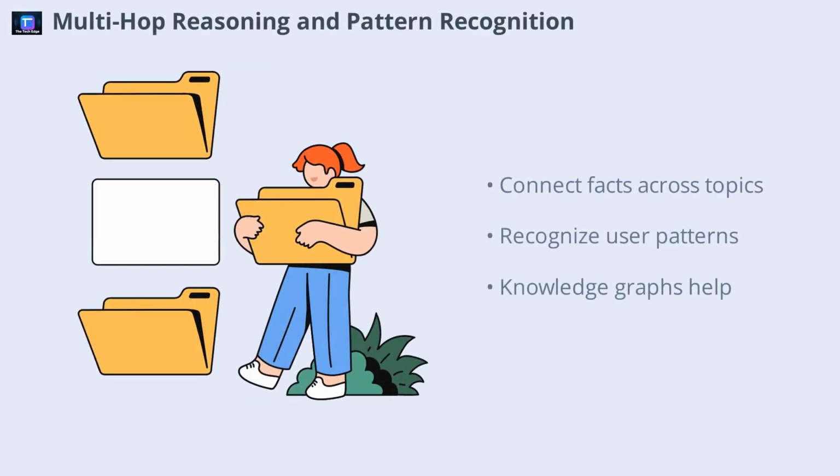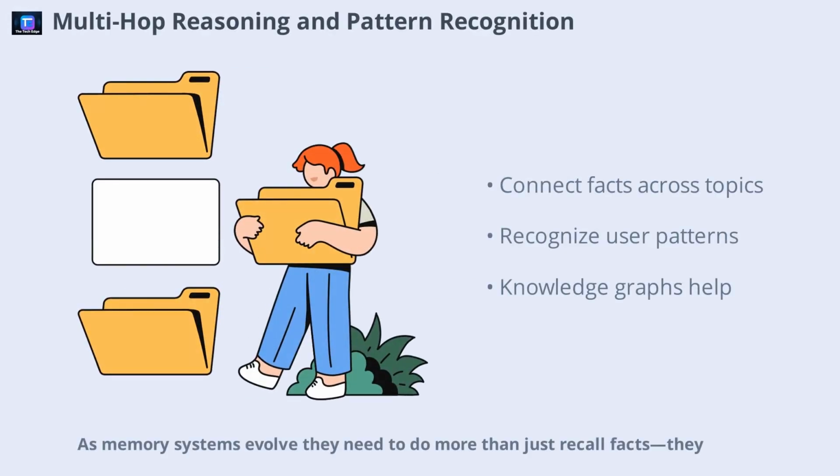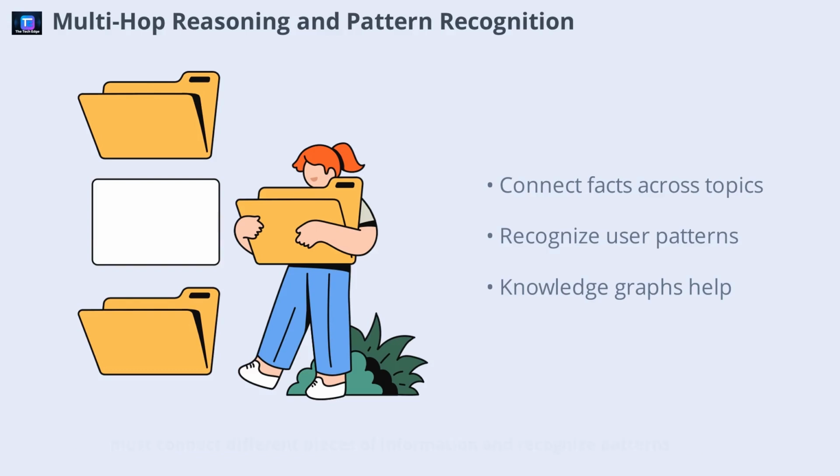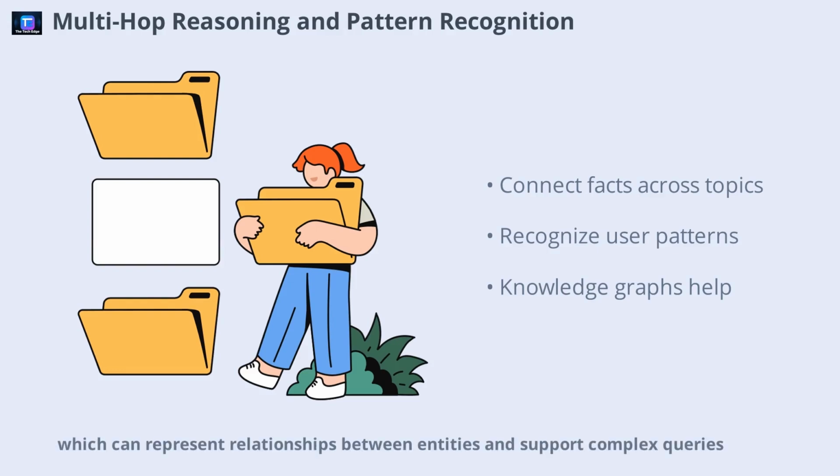As memory systems evolve, they need to do more than just recall facts. They must connect different pieces of information and recognize patterns. This is known as multi-hop reasoning. For instance, the AI should be able to answer questions like, "How many concerts have I attended this year?" or "What is my music taste based on past conversations?" Achieving this requires more advanced data structures, such as knowledge graphs, which can represent relationships between entities and support complex queries.